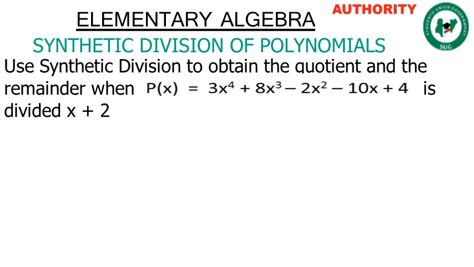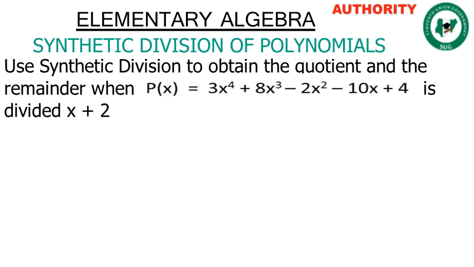Now let's go. The first thing we're going to do is check for a missing term. In our dividend, we check if there is any missing term. We have powers 4, 3, 2, 1, 0, so there is no missing term. We have said that we're only making use of the coefficients of our terms. That means we're going to use 3, 8, minus 2, minus 10, and 4.